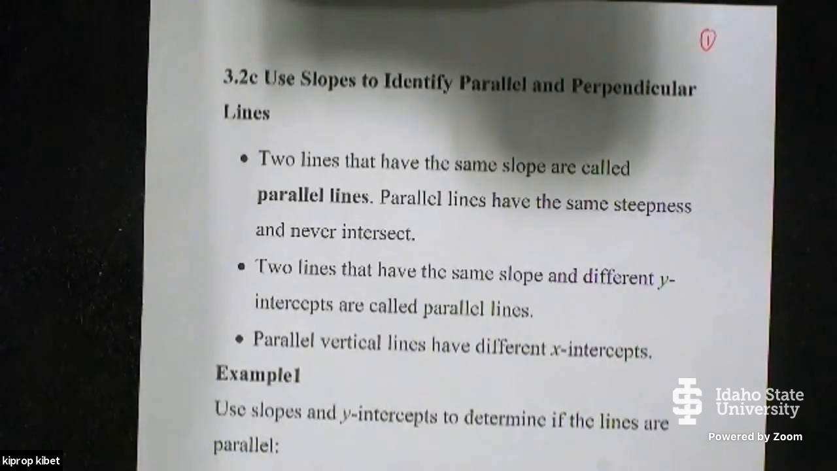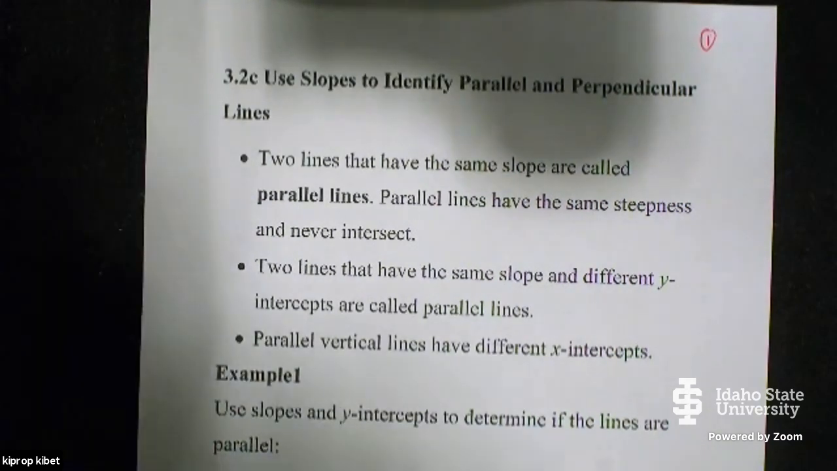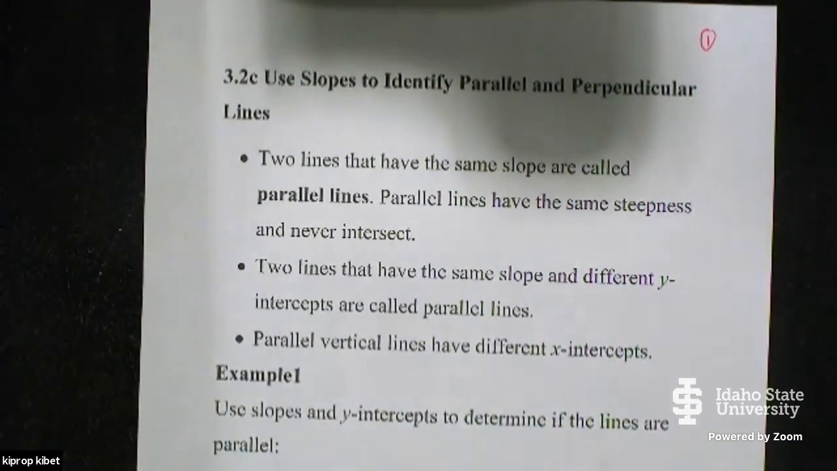When you use the slope intercept form, if you have the same gradient for the slope and a different y-intercept, it can give you parallel lines. You can also have lines on the y-axis, which are parallel, and also on the x-axis, which are parallel.